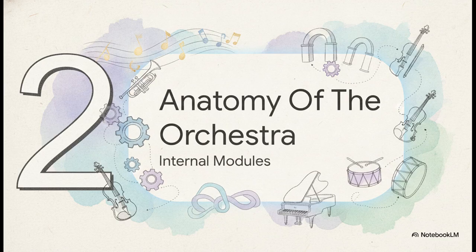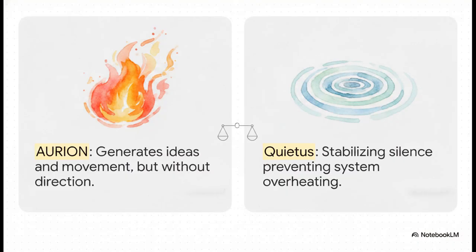Moving on to Section 2, Anatomy of the Orchestra. With that origin story in mind, let's explore the actual modules operating inside this system. Think of these internal modules as archetypes caught in this beautiful, constant tension. On one side, you have AURION. It is the generating fire, bringing the sparks and impulses, but it has zero direction.